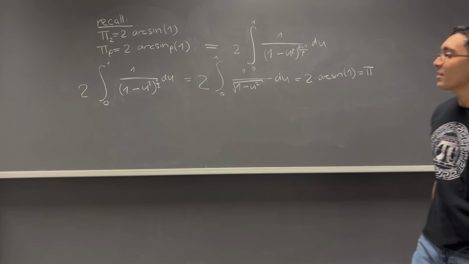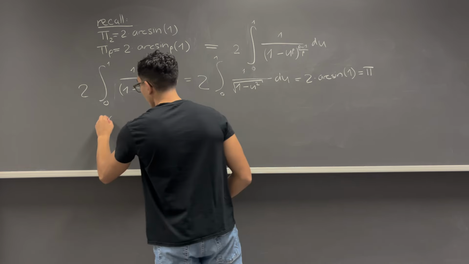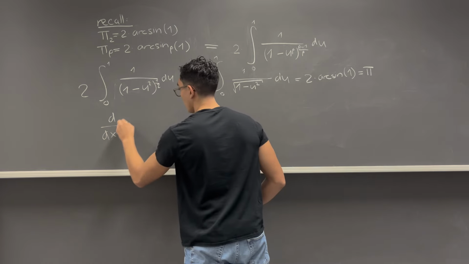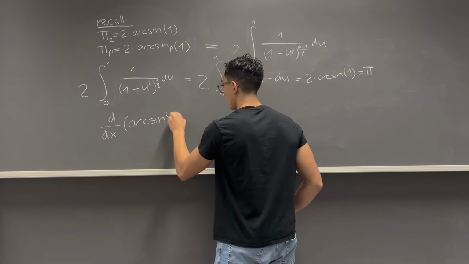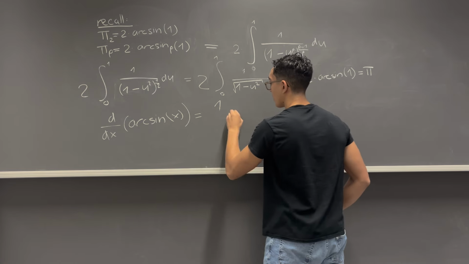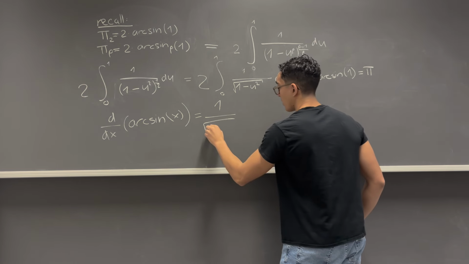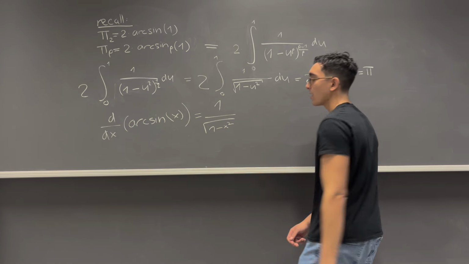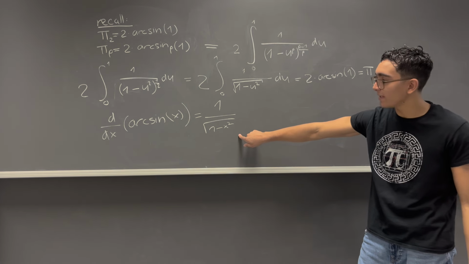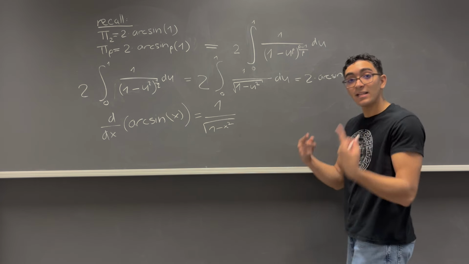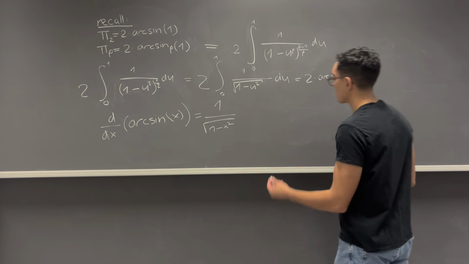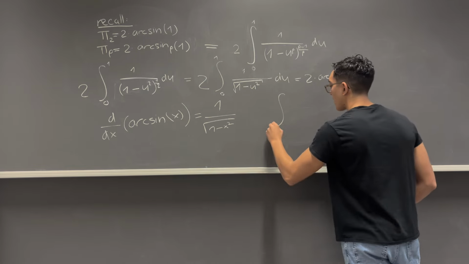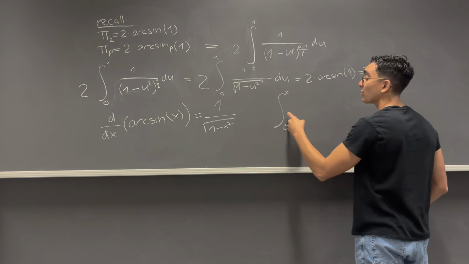Well, why? From calculus we know that the derivative of arcsine of x is just 1 over the square root of 1 minus x squared, which means that we can define the arcsine function as the integral of its derivative, because integrals and derivatives are opposites, which means that arcsine of x is just the integral from 0 to x.